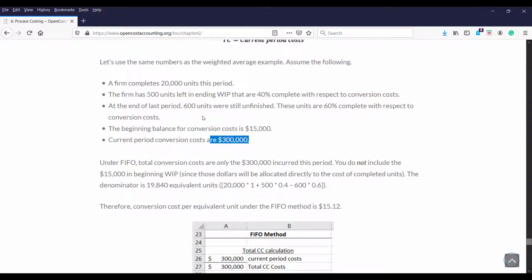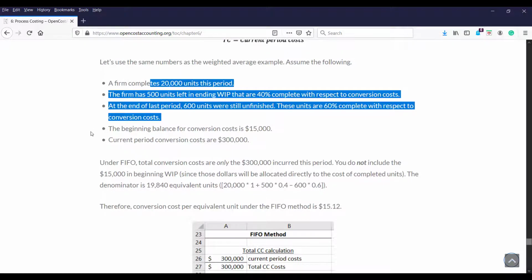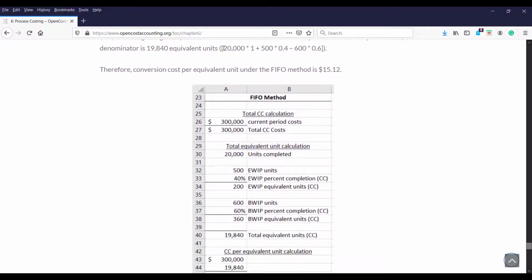This is the numerator, and we're going to take these three numbers to get the denominator. So the denominator is calculated right here, or if you care for it, right down here. You have our 20,000 equivalent units that were completed, the physical units completed, the same thing. When they're completed, they're 100% complete, so the equivalent units is equal to the physical units. The ending WIP units are 500 physical units times their percent completion of 40% gives us 200 equivalent units in ending WIP.